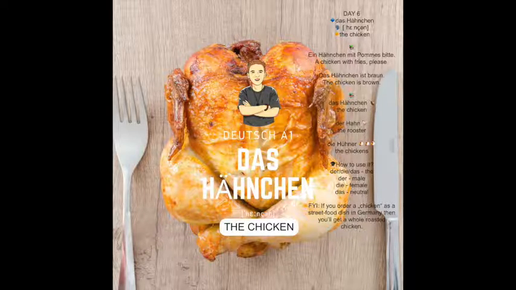Very useful if you go and have street food in Germany, because there's a very popular German street food dish where you get a whole roasted chicken if you order that. Ein Hähnchen mit Pommes, bitte. Very good. Next one. Das Hähnchen ist braun. The chicken is brown.